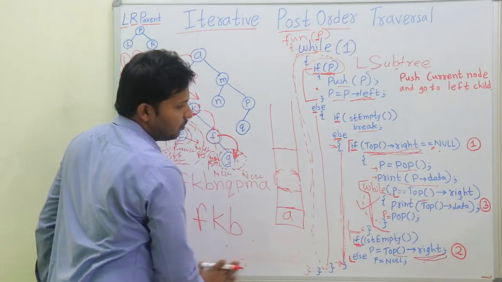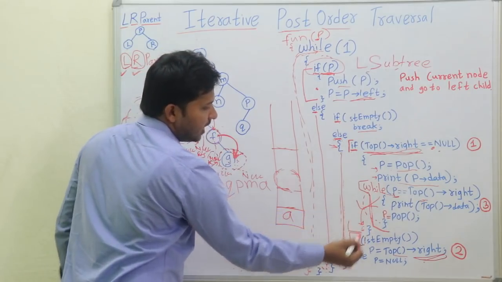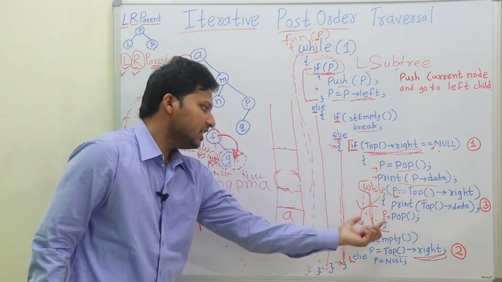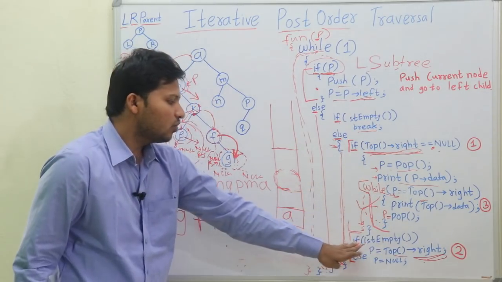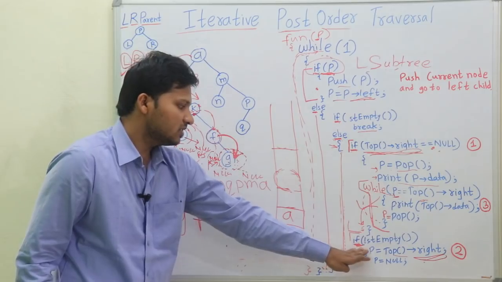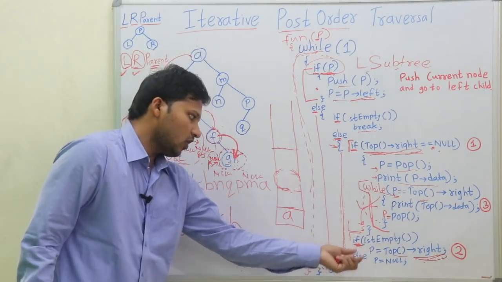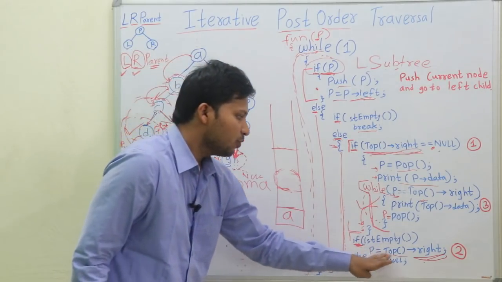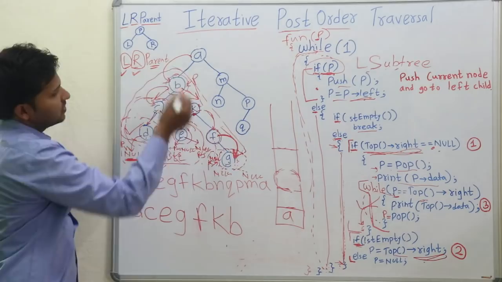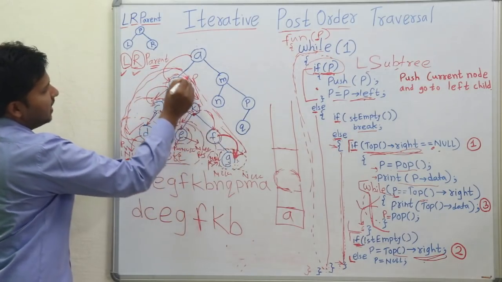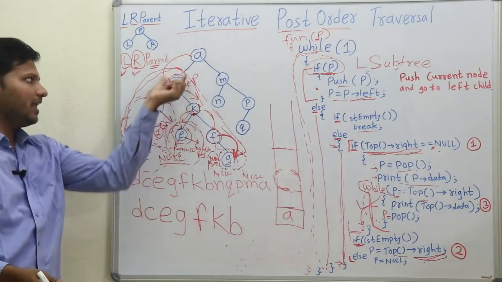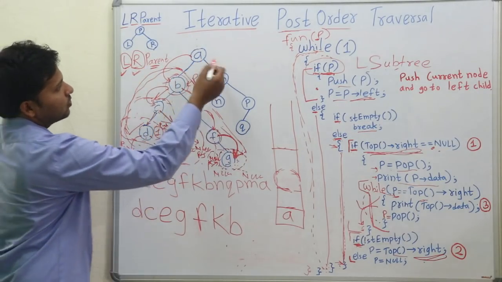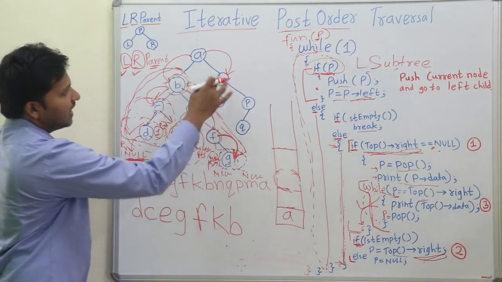So we break this while loop and come out of this if block, and next we go to the sequential if block. This is the second if block. Now again check whether the stack is empty. No, the stack is not yet empty. So P is equal to top points right. The total left subtree for node A is finished. So now we go to the right subtree of A, that is the right child of A.